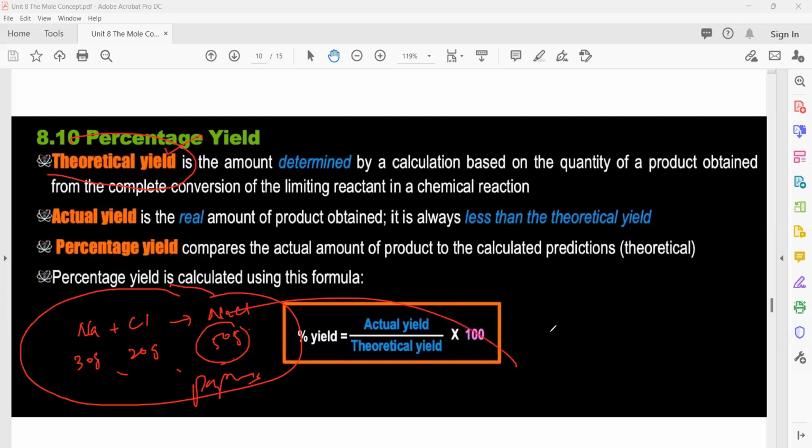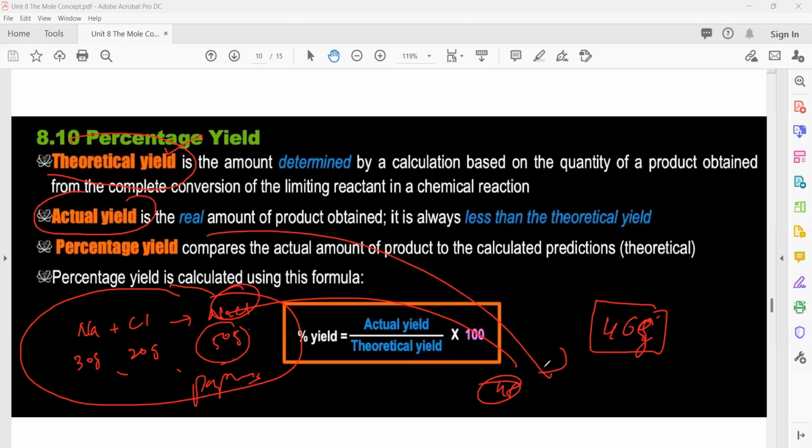But when I went to the lab, I did this experiment. When I mixed this, I got only 46 gram of NaCl. 4 gram is wasted due to some reason. So whatever I actually get after the experiment, that is known as actual yield. Now I need the percentage yield. Very simple. Actual yield means what? 46, divided by theoretical yield. What was that? 50. Multiply by 100. So that will be the percentage yield. Got it?